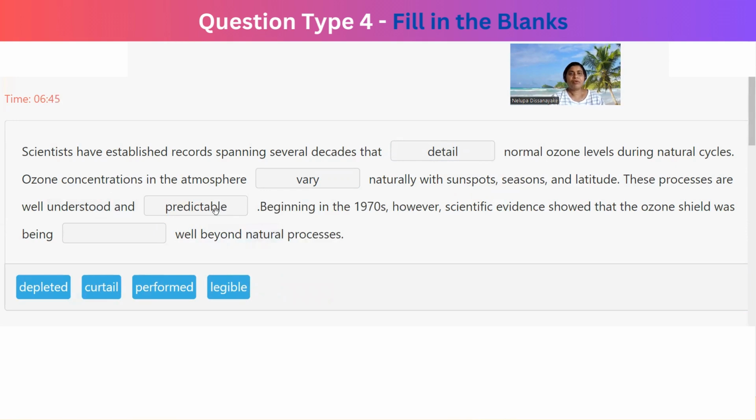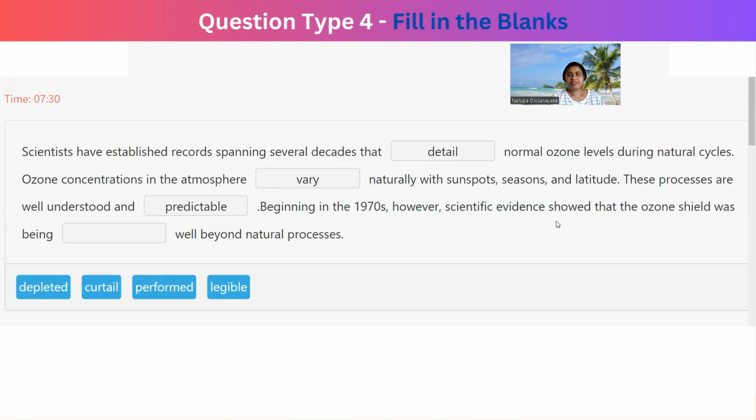Now we can forecast because we have understood some kind of an idea. We have understood the process. Now we can predict something beginning in this period. However, now this word is really important. When you have the word however, we are now going to say something totally different, or something negative, compared to what was said in the previous sentence.